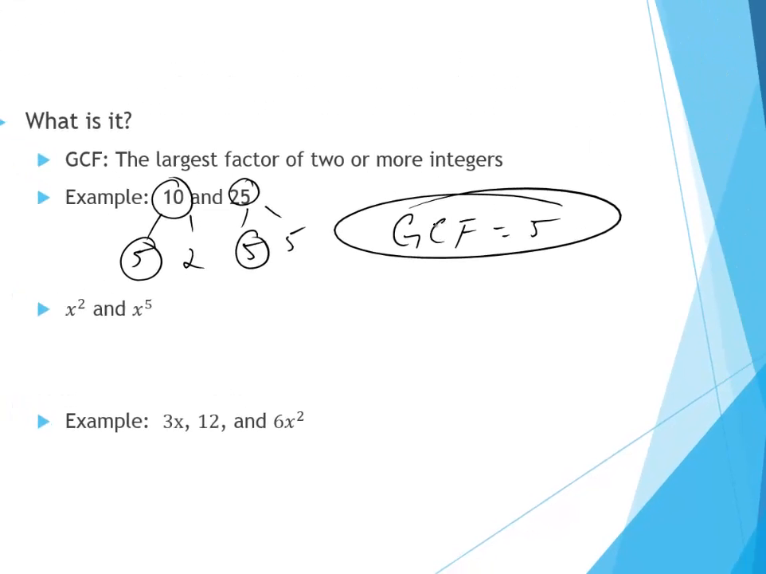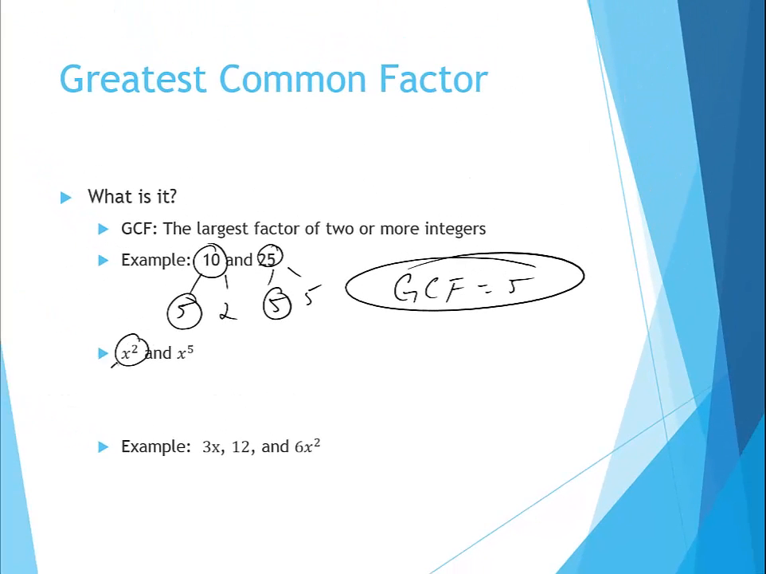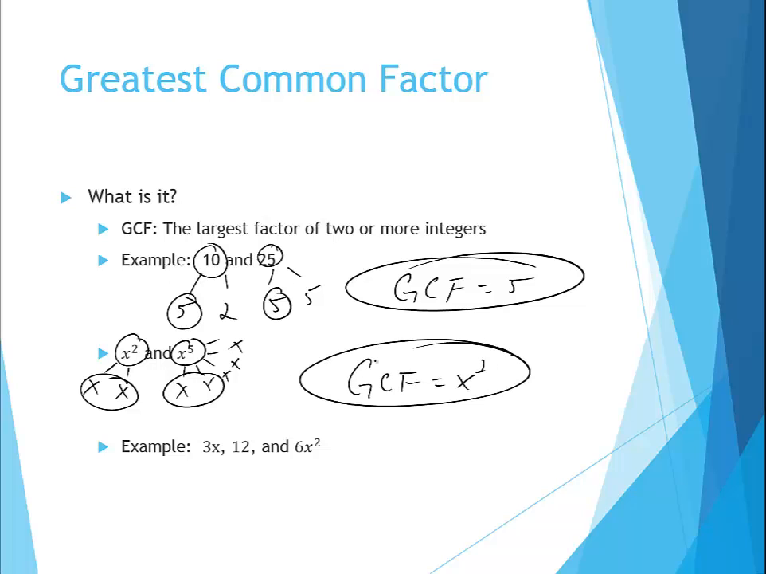Next example, we have x squared and x to the fifth. x squared breaks up to x and x. x to the fifth breaks up to 1, 2, 3, 4, 5 x's. So we'll have two x's in common, so your GCF will just be x squared.